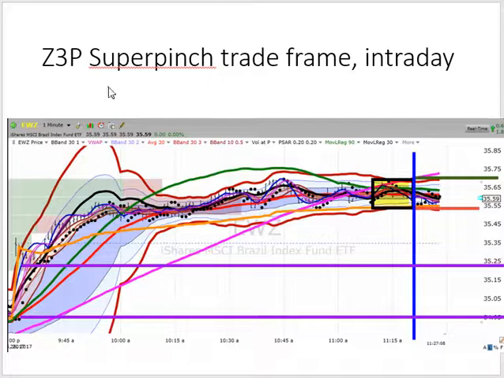This shows a Z3P Superpinch trade frame intraday, 1 minute charts. We've got the Superpinch here with price compressed, all the RLs inside the box. If we get a breakdown below the red line, the bottom Z3 line, which is also the VWAP, we would see a test of the low, test of yesterday's close, so that's our structure to the downside.